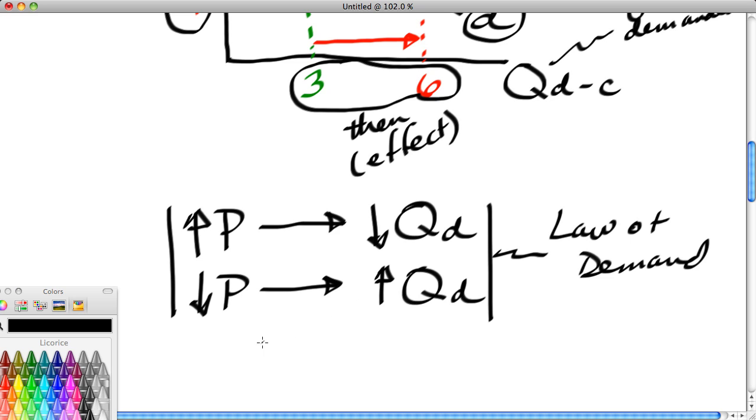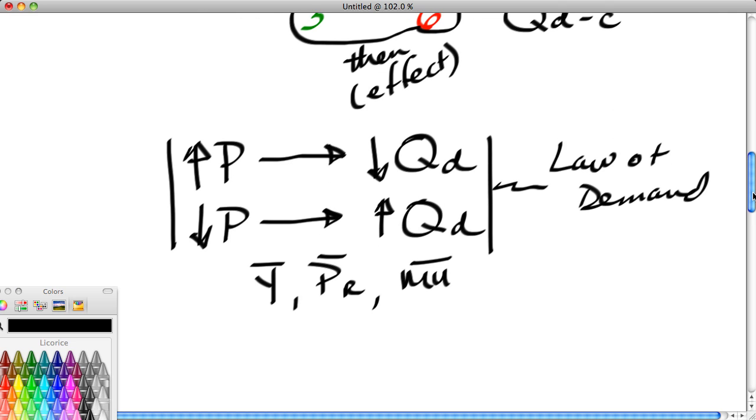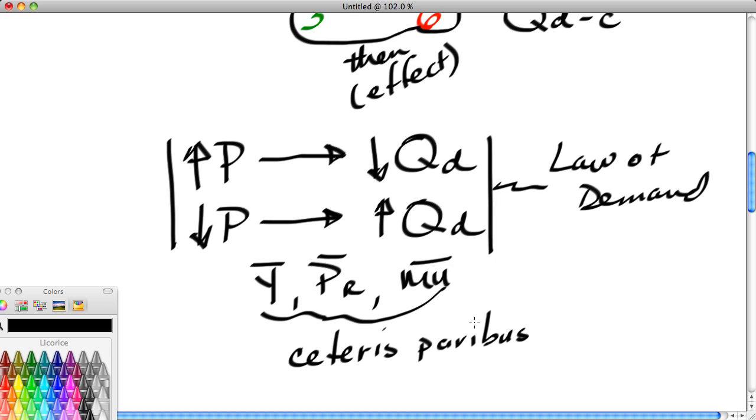And again, we assume here that income, the price of rolls, which would be the price of other products, and MUs, which represent the buyer's satisfaction or taste for the product, all of those variables are being held constant. Now there are other variables that could affect the consumption of coffee, but we're going to hold those constant. So we're actually making the assumption here, ceteris paribus. This is a Latin term meaning all other things held constant.